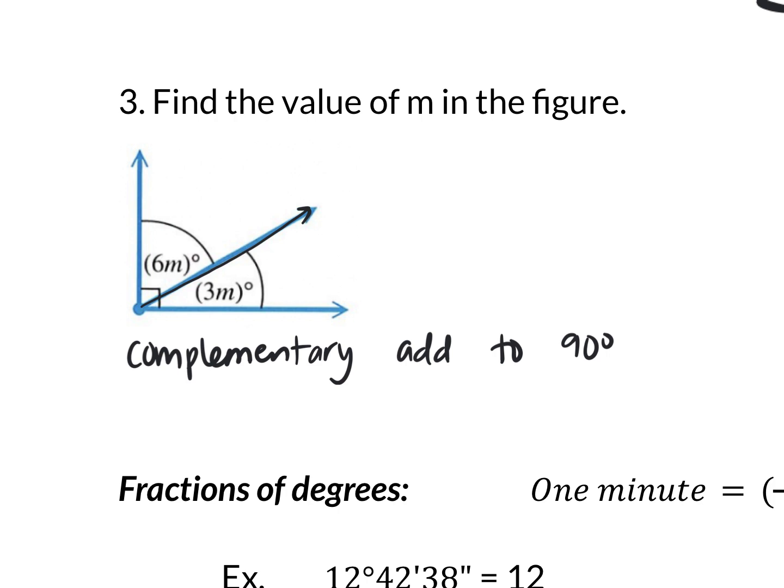That is something else that you will need to know in order to answer some of the questions on your homework. But if I was just solving this, that's just a quick little one-step equation. Add these together, I get 9m is equal to 90 degrees. So my m value is equal to 10.